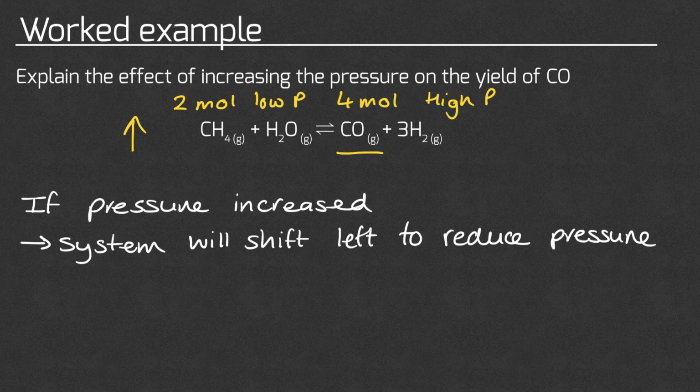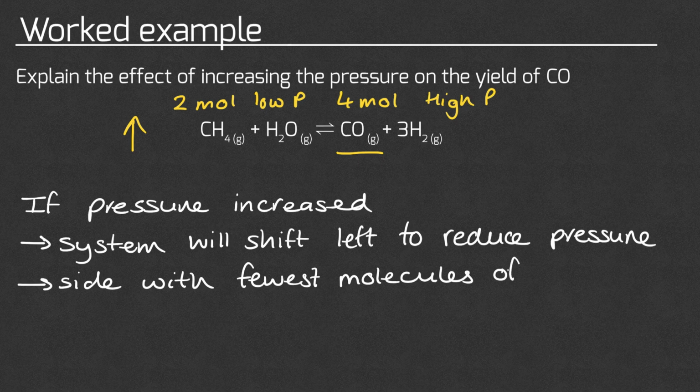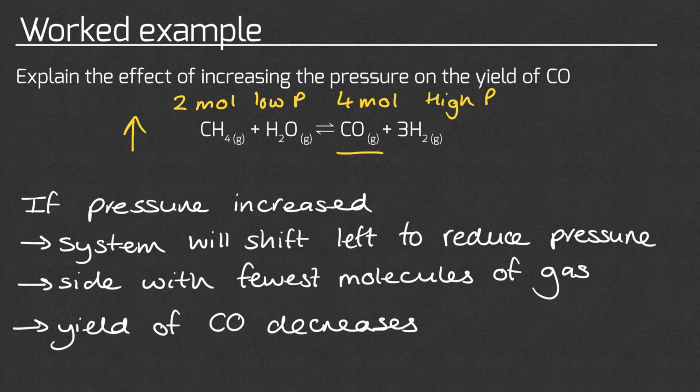So if the pressure was increased, the system will shift to the left to reduce the pressure. And that's because the left is the side with the fewest molecules of gas on it. If we're moving to the left, that means we're going to make more of the left-hand side and less of the right-hand side. Since carbon monoxide is on the right-hand side, that means the yield of carbon monoxide will decrease.